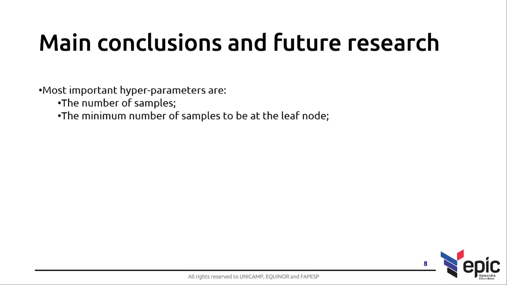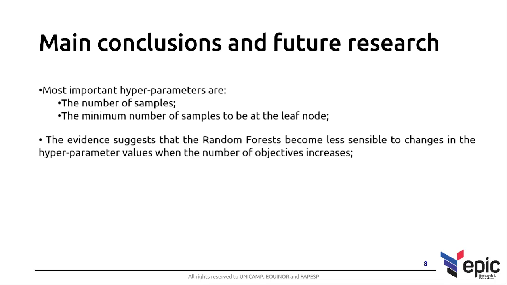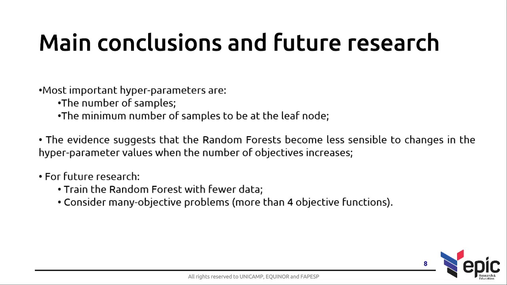So, as the main conclusions, we identified that the number of samples and the minimum number of samples to be at the leaf node are the two most important hyperparameters. And the evidence suggests that the random forest becomes less sensitive to changes in the hyperparameter values when the number of objectives increases. As future research, we want to train the random forest with less data and consider many-objective problems containing more than 4 objective functions.